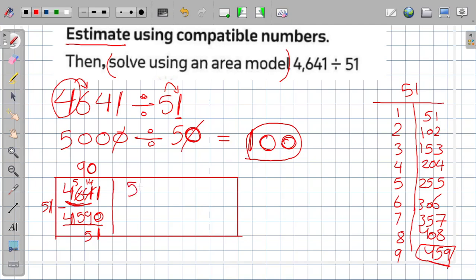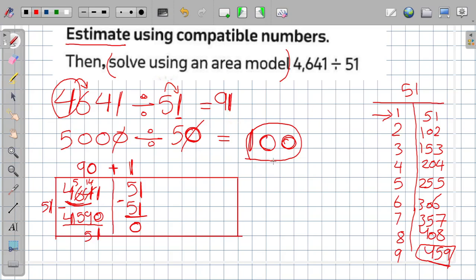So let's repeat the operation again. I have 51 divided by 51. So I will take all of 51. So 51 divided by 51 is 1. It's here. Okay. So 51 minus 51 is 0. So the result will be like this. 90 plus 1 equals 91.